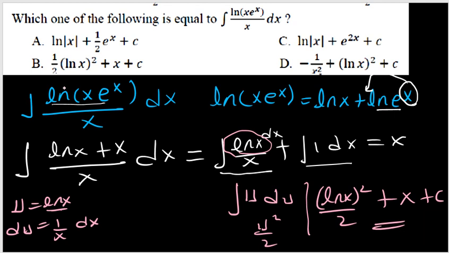That's going to be B. Ln x, the whole square over 2 means half of (ln x) squared.